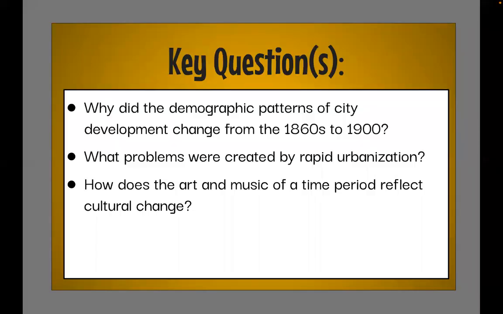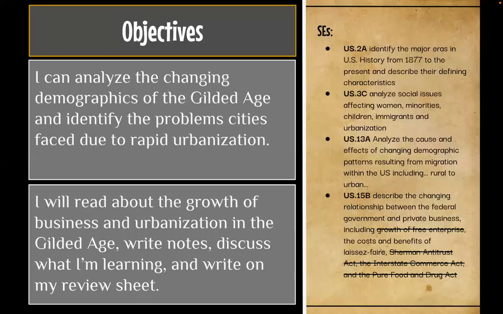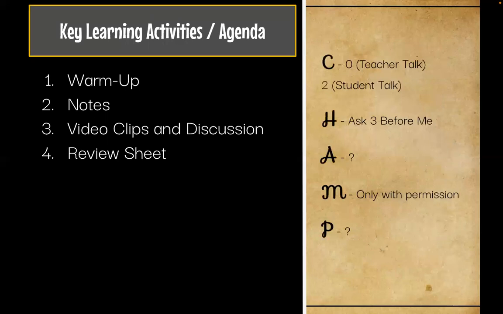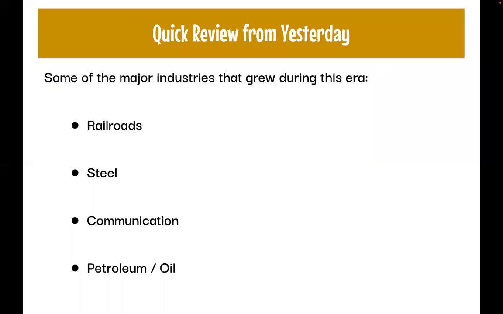All right, looking over some things, we're looking at how demographic patterns of cities developed during this Gilded Age. What were the problems of rapid urbanization? And some things that can demonstrate the cultural changes occurring during this time. We've got warm up notes, a few video clips, and some discussion points, and of course, the sheet that I'm going to have you turn in at the end of the class period.